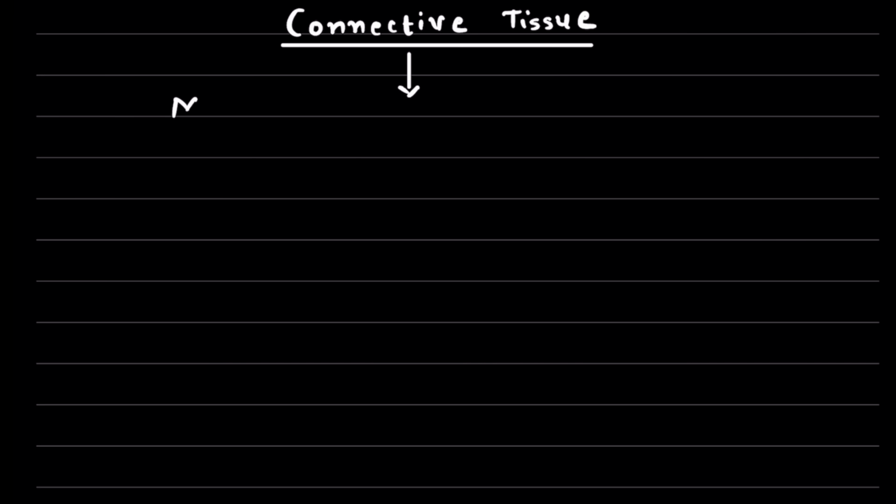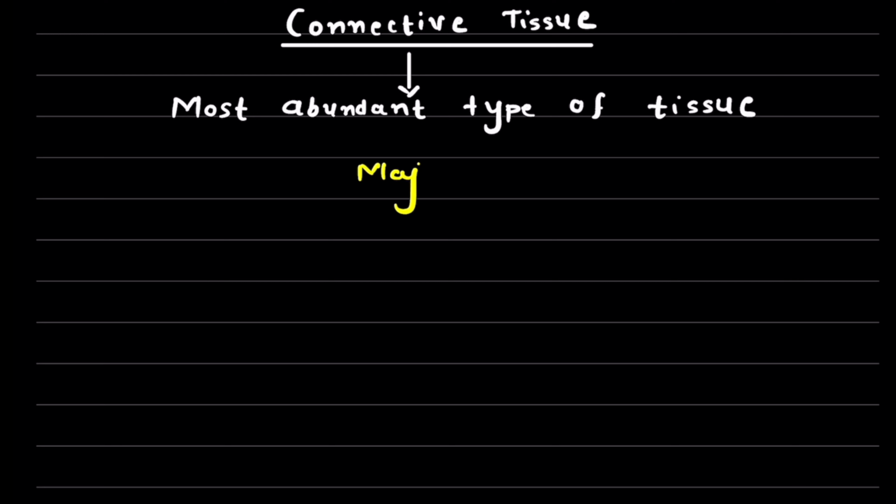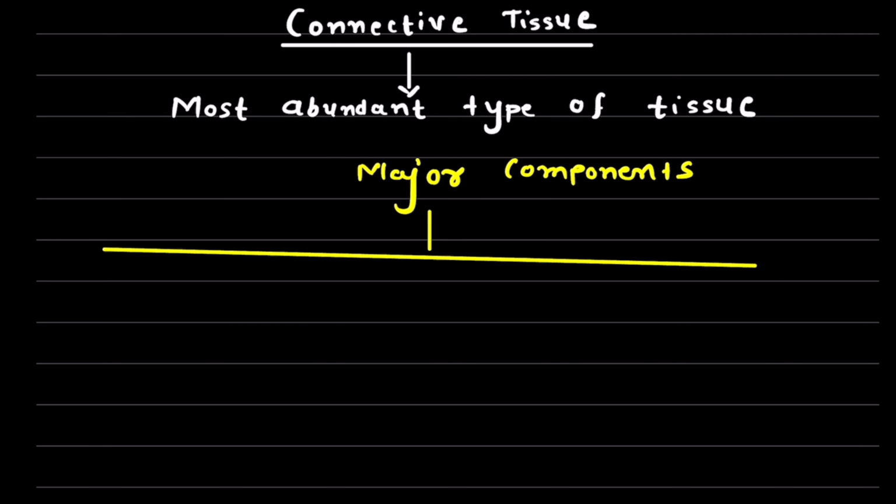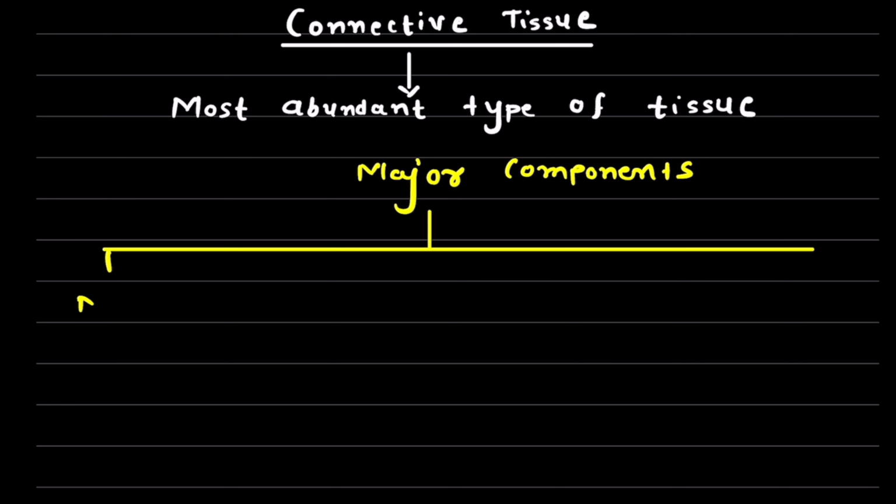It is the most abundant type of tissue in our body. There are three major components of connective tissue. First one is called matrix, second one is called cells, and third one is called fibers.